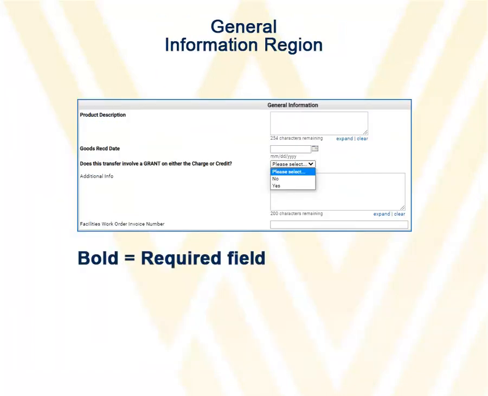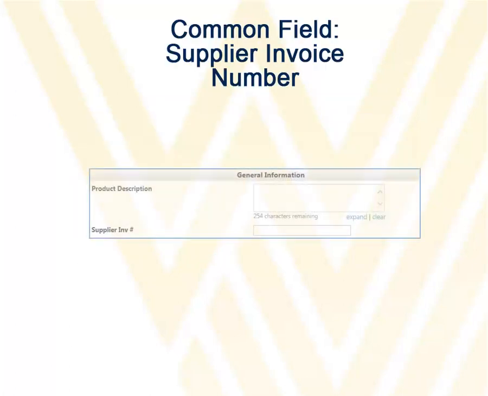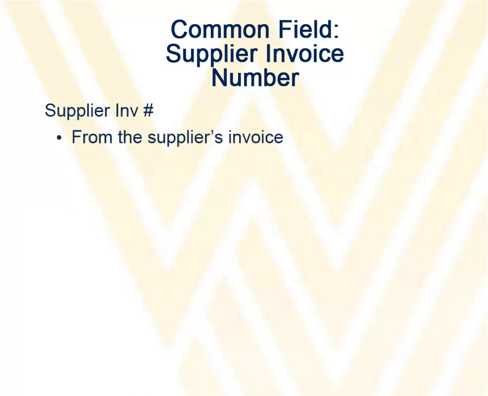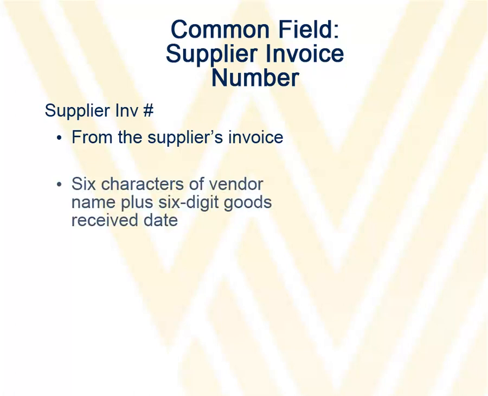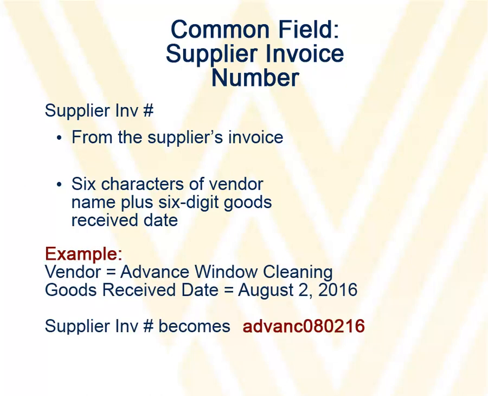After completing the supplier field, you will see a general information section. Bold fields are required. The specific fields will vary depending on the form. Now let's look at a field that is common to many of the forms, the supplier invoice number. In this field, enter the invoice number that appears on the supplier invoice. If the invoice does not contain a number, enter up to 6 characters from the vendor name plus 6 digits from the goods received date.